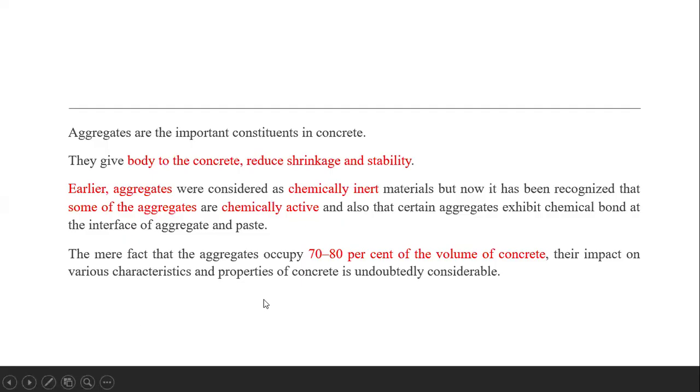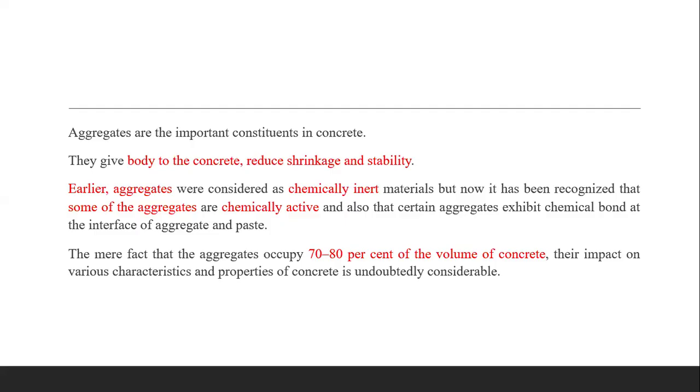So aggregates play a major role in concrete. Why? Because 70 to 80 percentage of the volume will be occupied by the aggregates only. So the aggregates provide the body to the concrete and reduce the shrinkage as well as provide stability.